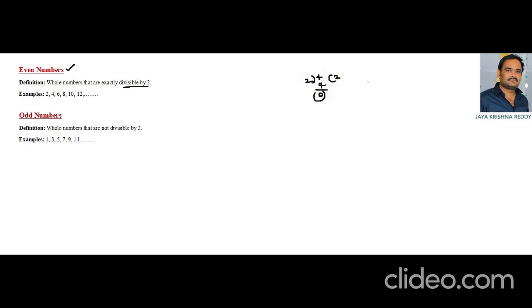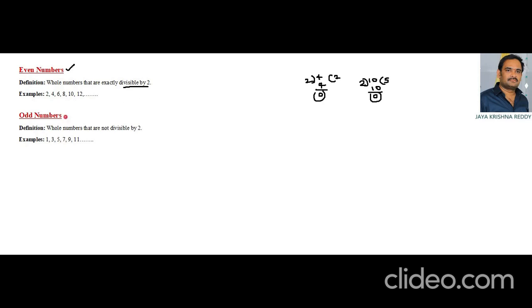Take any other number also, 10. This is also an even number, so it will be divisible by 2. 2 fives are 10 and the remainder is 0. Divisible by 2 means the remainder should be 0 whenever we divide by 2. So for even numbers you have to remember 2, 4, 6, 8, 10, 12, 14, 16 and so on.